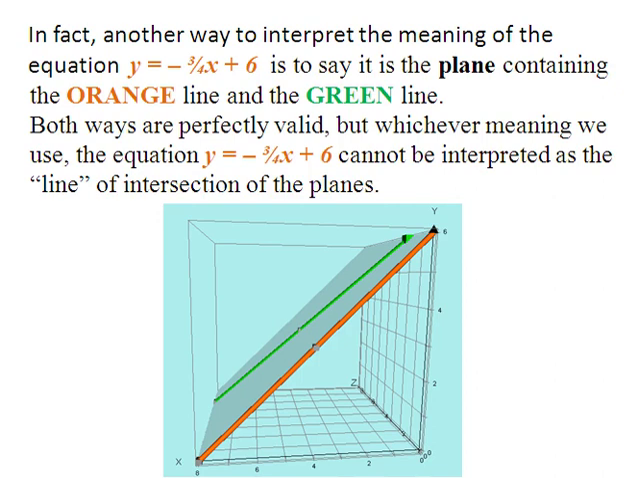Another way to interpret the meaning of the equation is to say that it is a plane itself containing the orange line and the green line of intersection of the planes. Both ways are perfectly valid, but whichever meaning we use, the equation y equals negative 3/4 x plus 6 cannot be interpreted as the line of intersection of the planes.